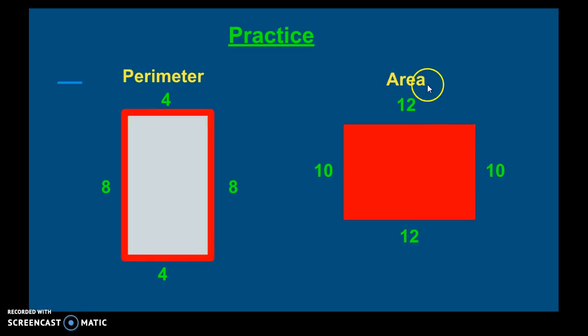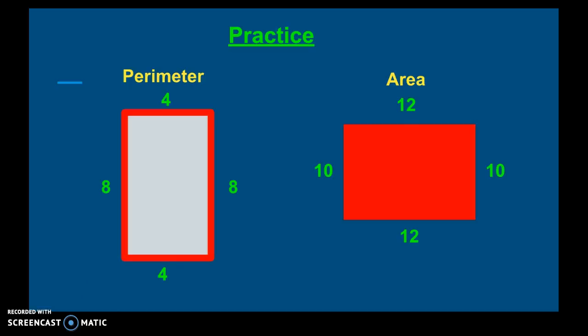Now don't get confused, because people tend to make the mistake for area to do the same thing as perimeter. You're not adding 12, 10, 12, and 10 for area. You're only multiplying length, which is 12, times your height or width, which is 10. So you're going to get two different answers here. I'll give you guys a few seconds to figure out what would be the answer for the perimeter of this image and what would be the area of this image.